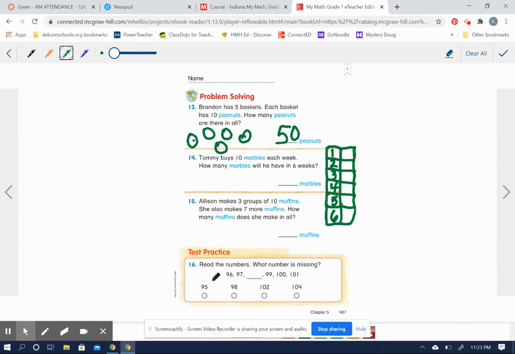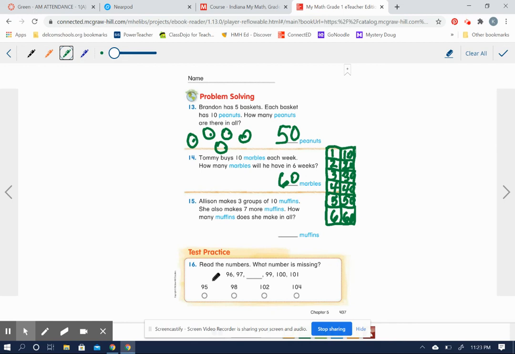And each week, he bought 10 marbles. So he bought 10 the first week, and then he bought 10 more the second week. 10 plus 10 is 20. And then he bought 10 more. 20, 30, 40, 50, and oh, you can't see that. Yes, it's 60 marbles, counting again by tens. We counted by tens up here, and we're counting by tens, putting that in our table.